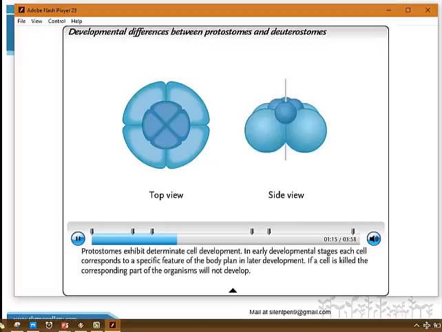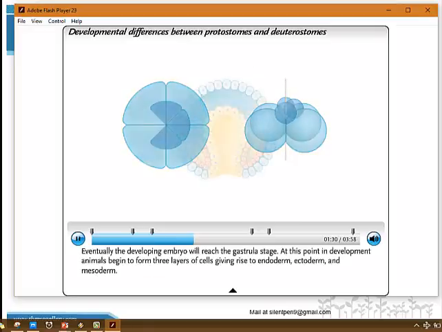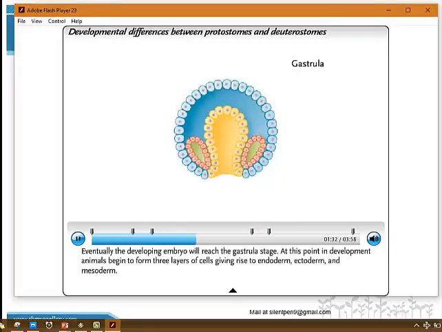Protostomes exhibit determinate cell development. In early developmental stages, each cell corresponds to a specific feature of the body plan in later development. If a cell is killed, the corresponding part of the organism will not develop. Eventually, the developing embryo will reach the gastrula stage. At this point in development, animals begin to form 3 layers of cells, giving rise to endoderm, ectoderm, and mesoderm.